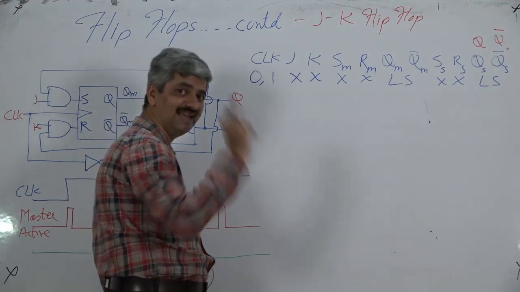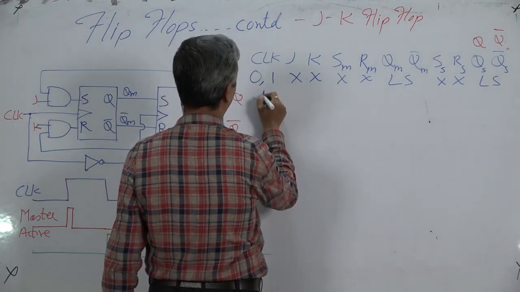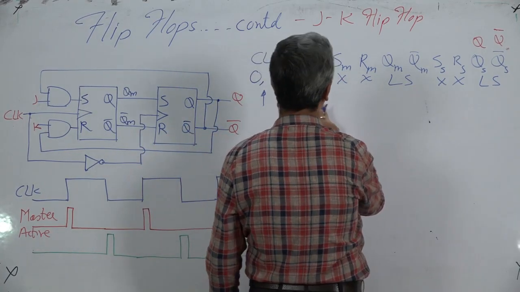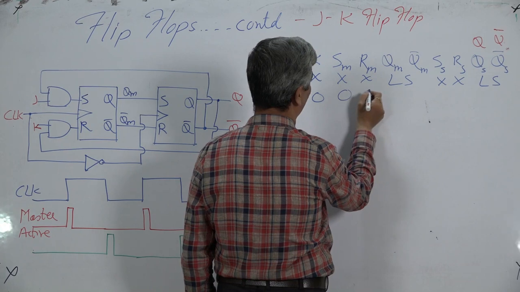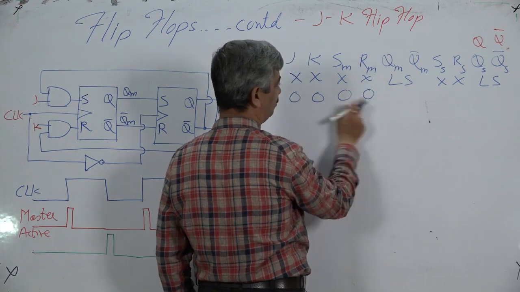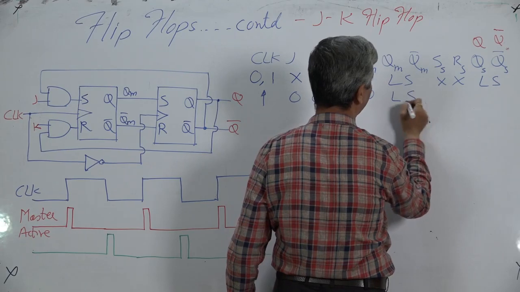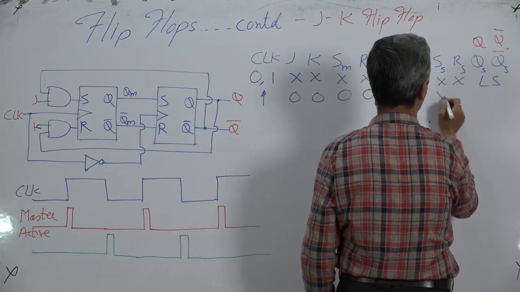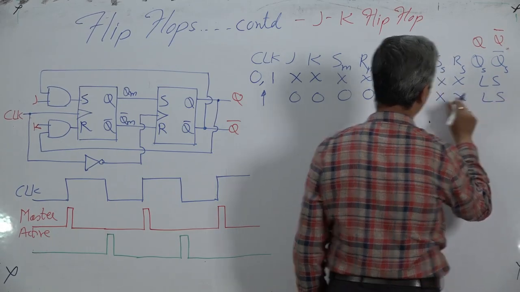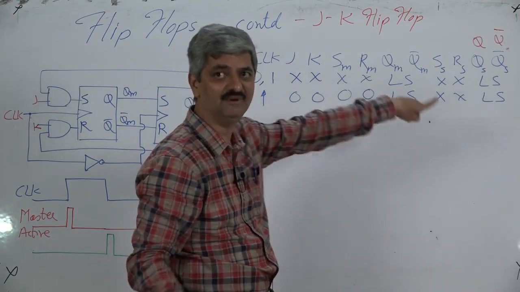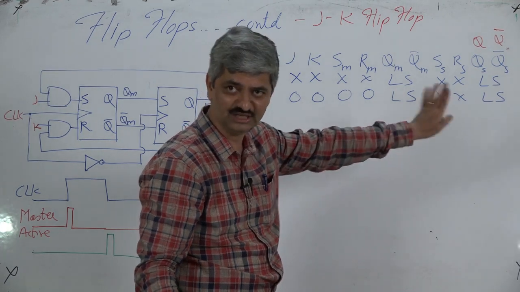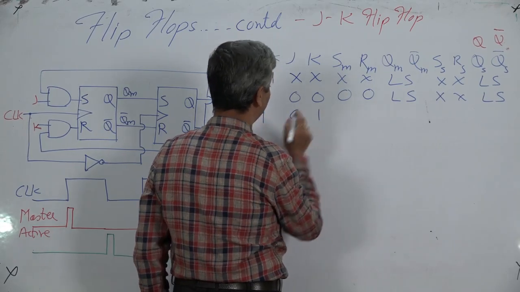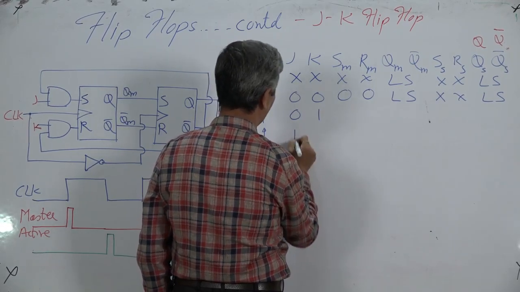Now, at the time of rising edge of the clock, if J and K are 0, 0, J and K result to 0, 0 S and R. With 0, 0 S and R, it maintains last state, and irrespective of this, we are not bothered what these are. It maintains last state, because at the time of rising edge, for the slave it is falling edge. So no change. Then rising edge, J0 K1, rising edge, J1 K0.